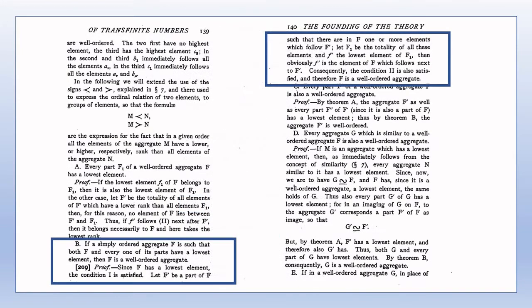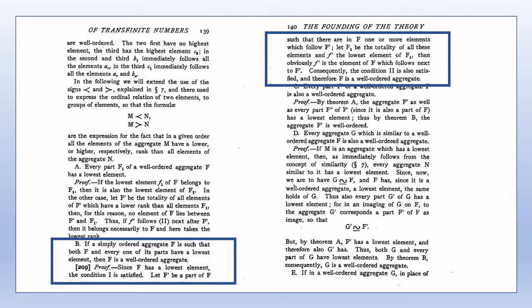Theorem B at the bottom of page 139 is a kind of converse of Theorem A. And in the proof of Theorem B, the f1 constructed is a part of f, and so by the hypothesis of the theorem has a least element. That the least element f' of f1 must immediately follow after all of the elements of f' is, as in Theorem A, a simple contradiction argument.